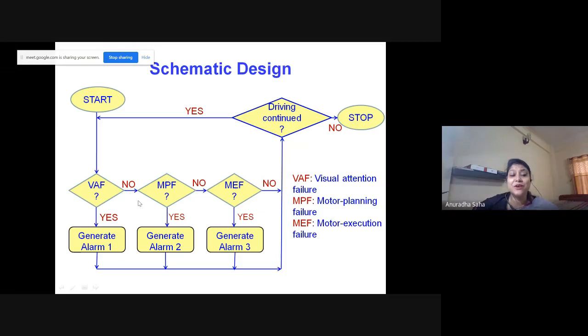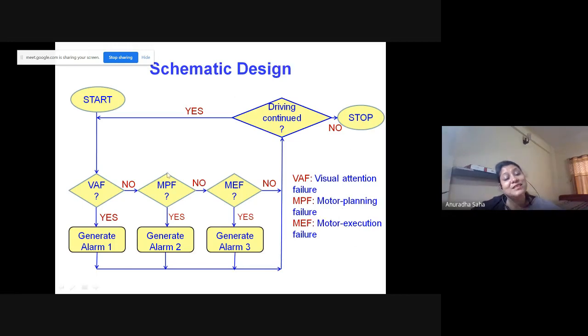Let's say the driver is found to have a kind of failure in this motor planning phase. Then we do not check the motor execution failure part, because obviously there is a failed instance during this motor planning failure detection stage. So if a driver fails at that particular stage, obviously he cannot execute the correct motor action within the stipulated time, because he already missed the chance, right? That is why here I have denoted these three failures as VAF, MPF, and MEF, which is nothing but the visual attention failure, motor planning failure, and motor execution failure.